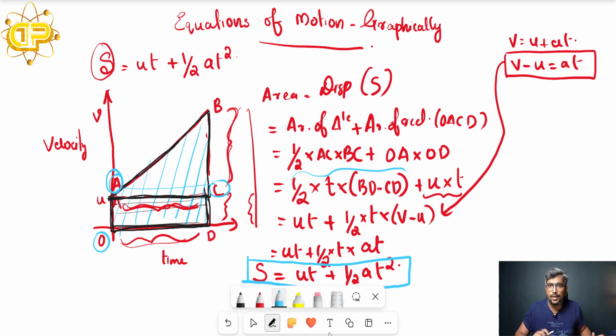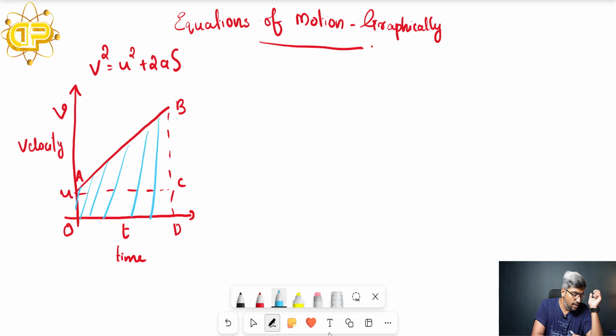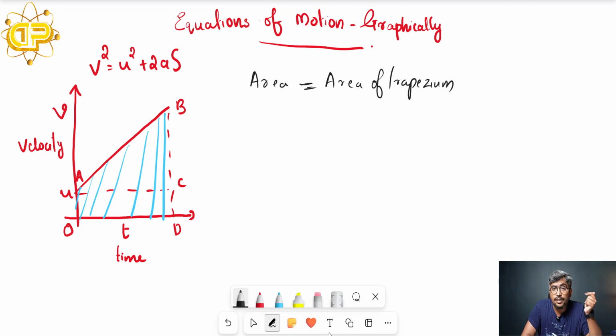Now coming to the third equation of motion, how can you find it out? So the third equation of motion goes like this. Here also we are having the same concept by finding out the area under this graph. So the area under the graph will be this area, right? And this is nothing but a trapezium. So here also we are starting with finding out the area of the graph, and the area of the graph is equal to area of the trapezium. And here in a fraction of a second we are going to find it out. What is the equation? V square is equal to U square plus 2AS.